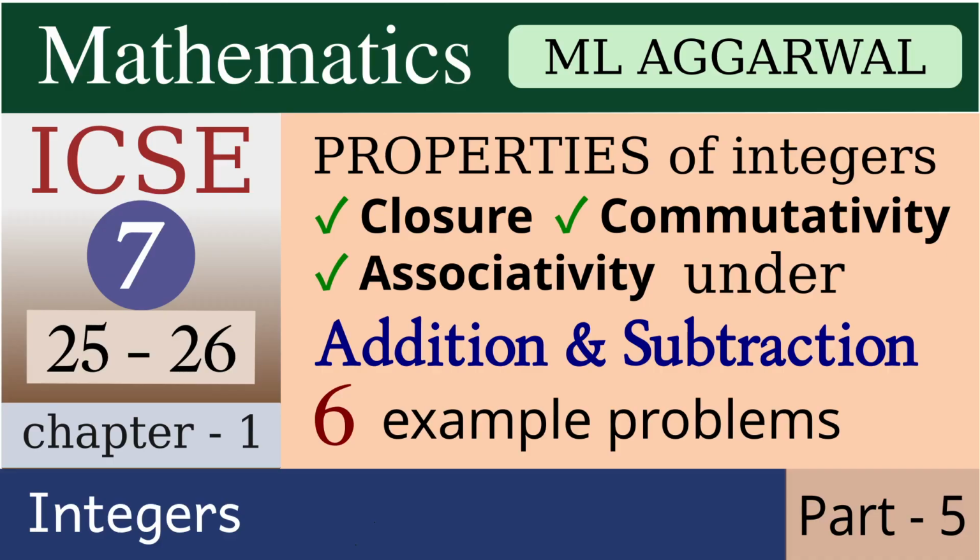This is a part 5 video on the chapter of integers where I will discuss the properties of closure, commutativity, associativity of integers under the operation of addition and subtraction, and finally we will solve 6 example problems.